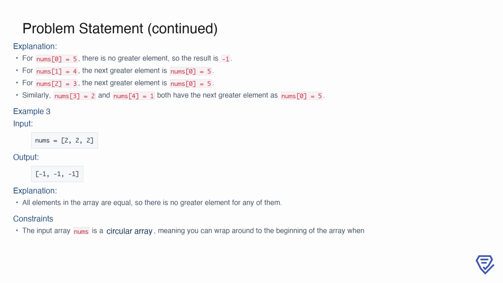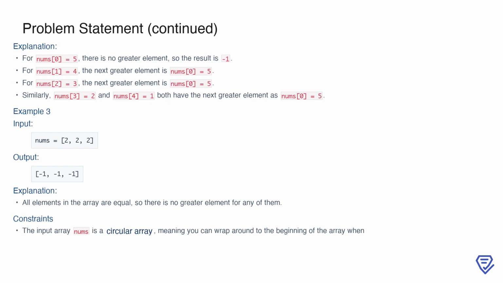Expanding on these examples, for nums equals [5, 4, 3, 2, 1], the reasoning is as follows. For the first element, 5, no greater element exists, so the result is -1. For the second element, 4, the next greater element is 5. Similarly, for 3, 2, and 1, the next greater element for each is also 5. This happens because we wrap around the array, and 5 is the first number greater than these values.